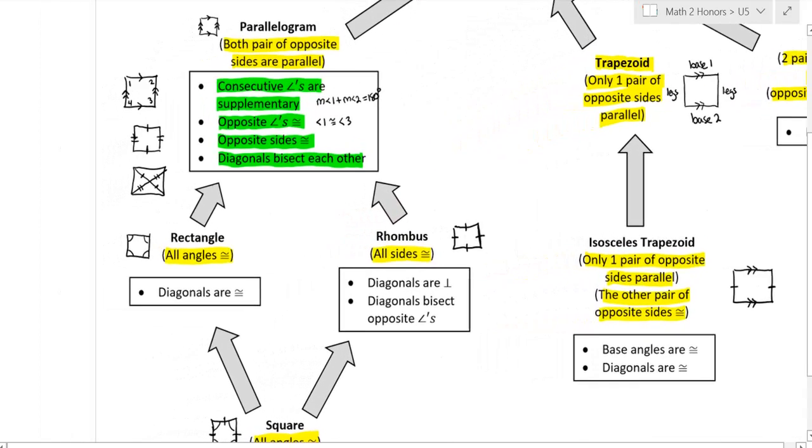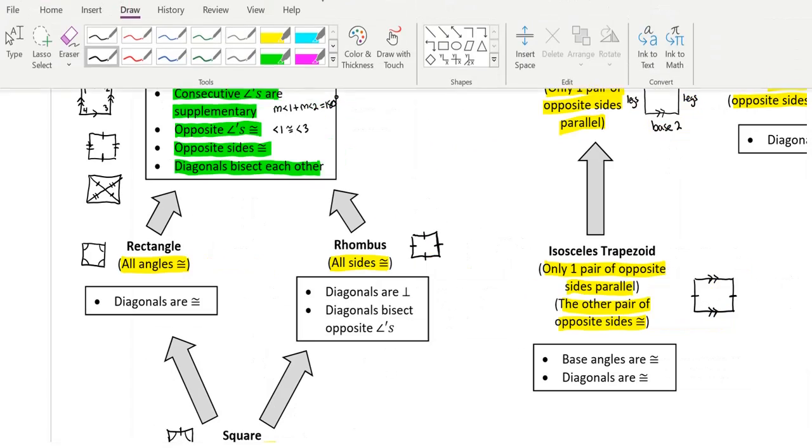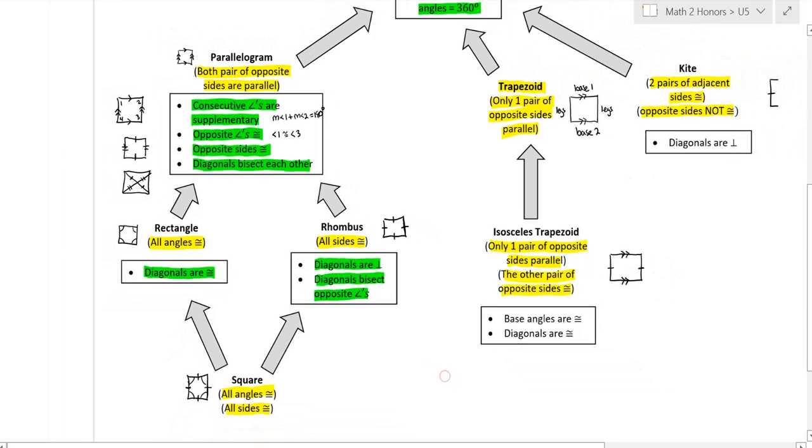And then the rectangle has its own special property that most parallelograms don't have, but a rectangle has the property that its diagonals are congruent. Whereas a rhombus has these special properties that the diagonals are perpendicular and diagonals bisect opposite angles. And I'll talk about what those mean in a second. But I'm just giving you a big picture here.